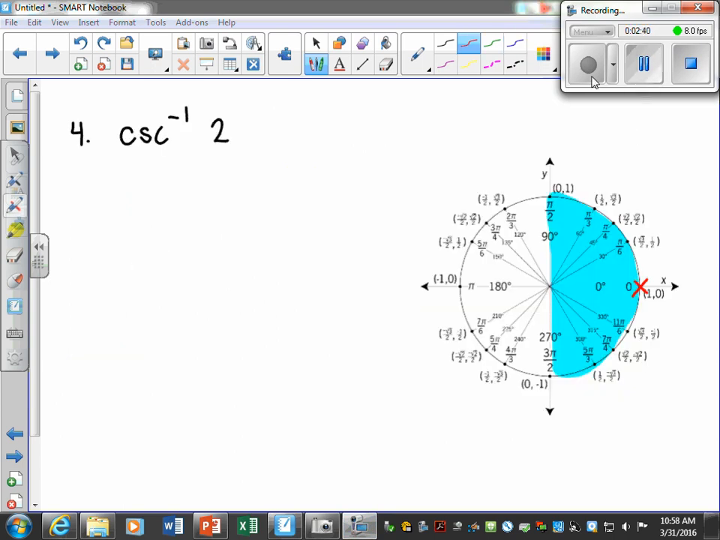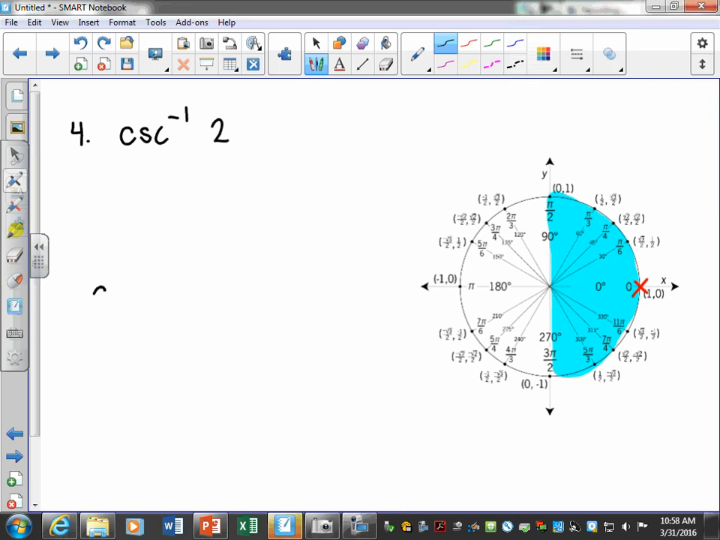Okay, so what if we have an example like this? We're looking for the cosecant inverse of 2. So what I've done over here is I pulled up my region, and that's the restriction for cosecant inverse. But I'm looking for the angle theta that's in our highlighted region that has the cosecant value of 2. Now it helps if I remind myself that the cosecant value of 2 is the same thing as looking for the sine value.